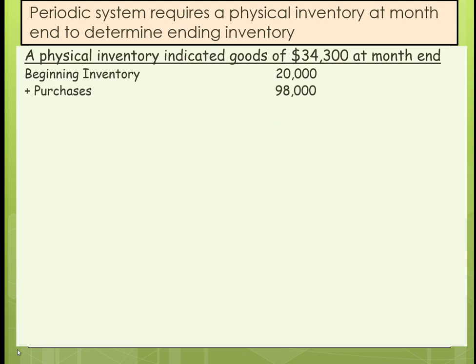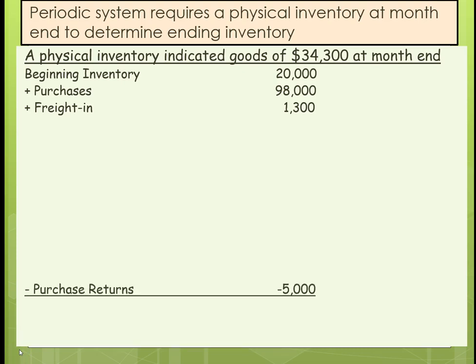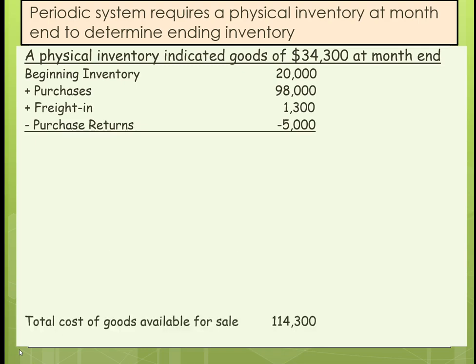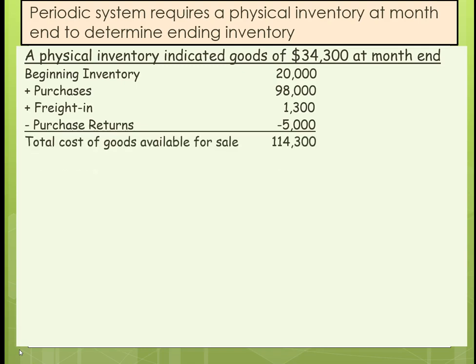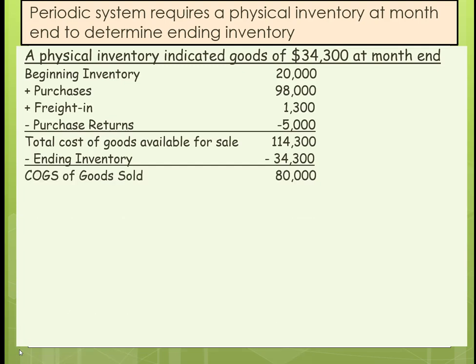We had purchases of $98,000. We have freight in of $1,300. They add to our goods. Then we subtract out the returns, which tells us we have total cost of goods available for sale. Now, to get cost of goods sold, we're going to reverse out our ending inventory based on our physical inventory, and that tells us our cost of goods sold is going to be $80,000.